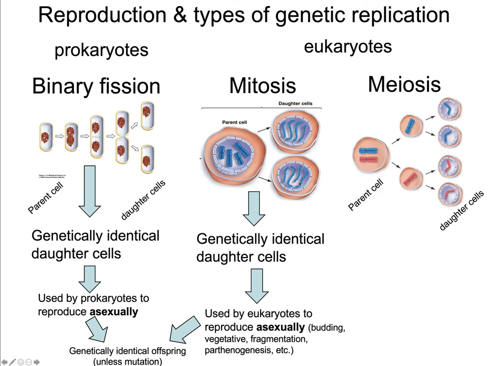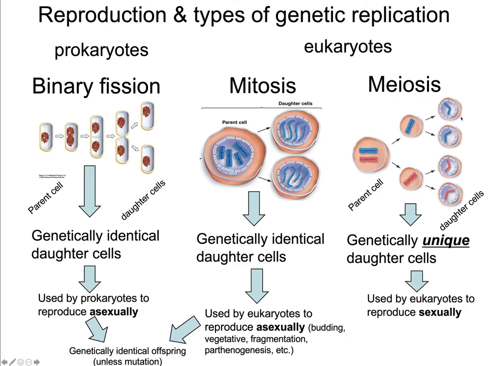And so these processes are in contrast to this type of genetic replication that's used exclusively by the eukaryotes, called meiosis. So in meiosis, genetically unique daughter cells are created. You start with this parent cell and you get genetically unique daughter cells that are haploid and oftentimes genetically different from one another. This process of meiosis is exclusively used by eukaryotes to reproduce sexually. So anytime you have sexual reproduction, you've got to be doing meiosis. And once again, this is going to create genetically unique offspring.